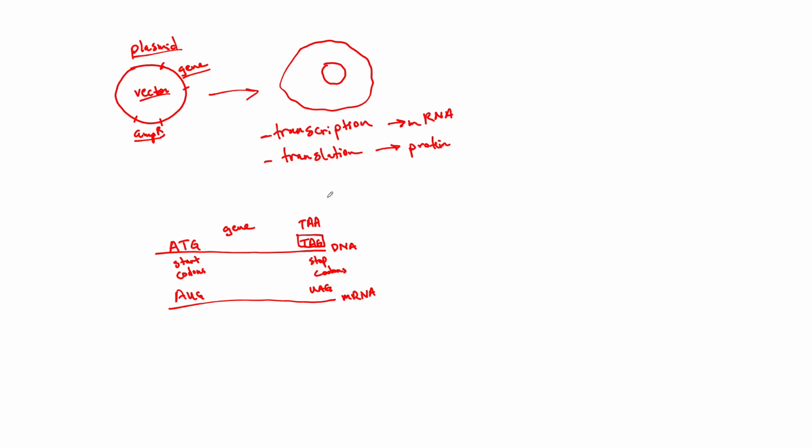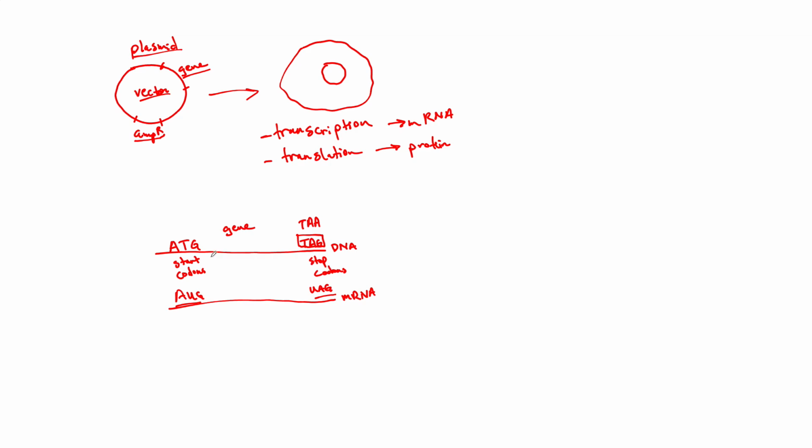So if we're going to have functional protein produced from our gene, when we put this plasmid into the cell, then that gene will need to have a start codon and a stop codon so that the protein is translated correctly.